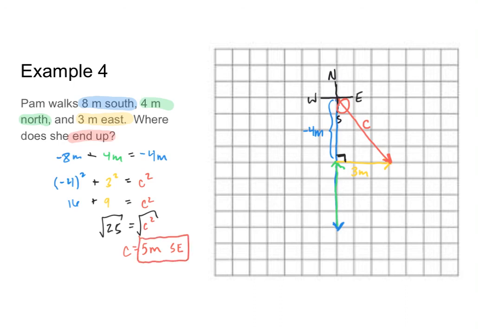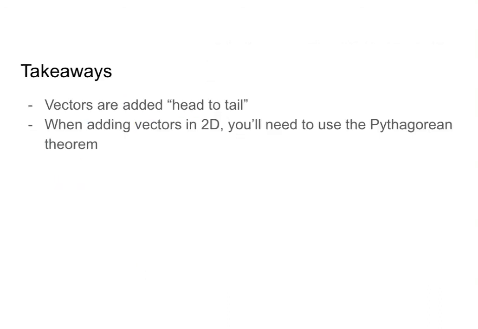So there you go. We have solved a slightly more complicated two-dimensional vector problem. So let's go ahead and talk takeaways. First of all, vectors are always added head to tail. So this is true in 1 dimension, and it's also true in 2. Secondly, when you're adding vectors in 2 dimensions, you'll need to use the Pythagorean theorem to figure out the length of whatever your resultant vector is. So make sure you practice a little bit of your geometry.